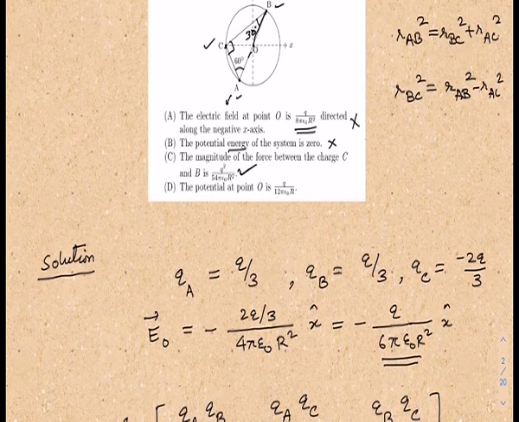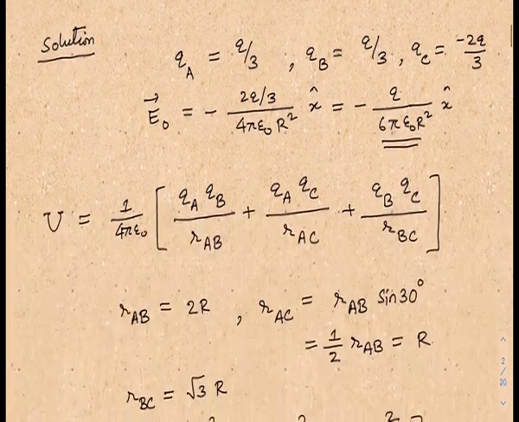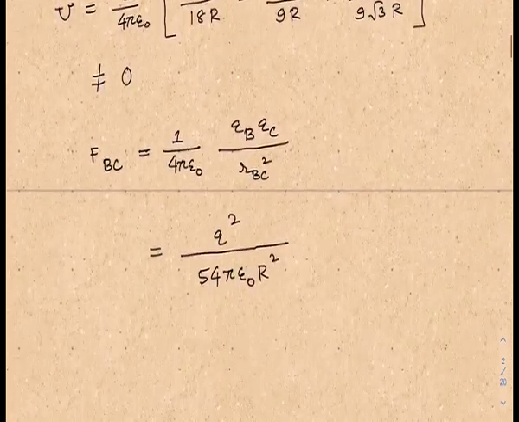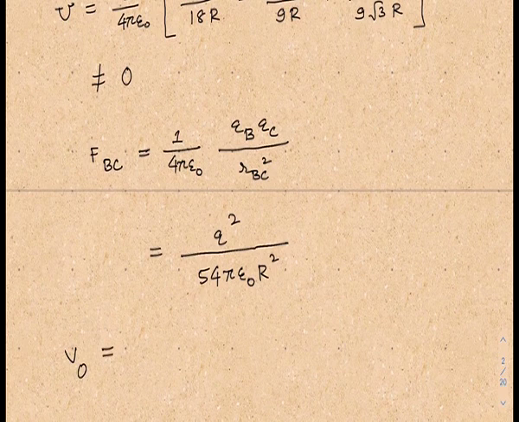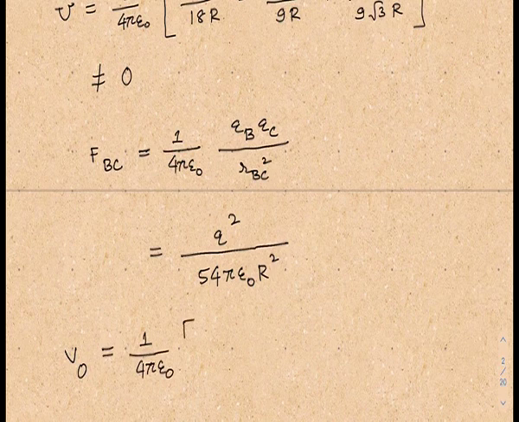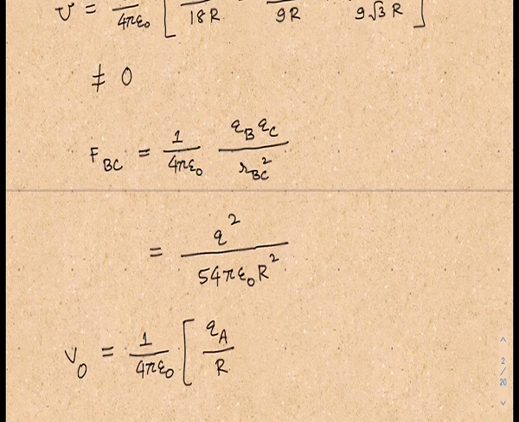What about option D, the potential at point O? If you see the potential at point O, it's easy to see that this point is equidistant from all these points A, B and C, and if you calculate the total charge, it would turn out to be 0. So the potential at point O would be simply 0. It's potential, not potential energy. So the potential at point O would be 1 by 4 pi epsilon 0, QA, because all of them are at equal distance R.